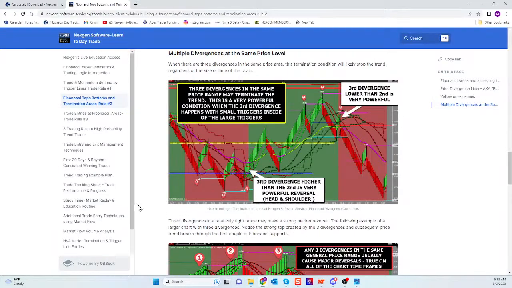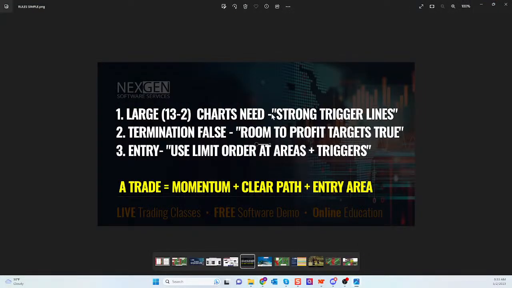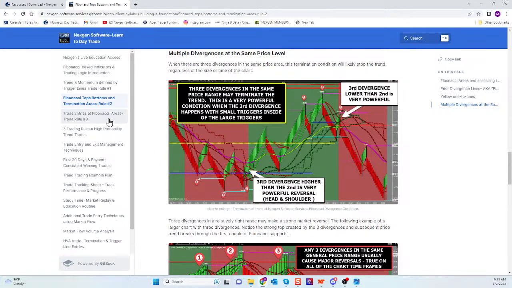So I'm going to ask one more time. How are we so far, guys? Large chart, strong trigger lines, the advantage of momentum. Large chart, no termination conditions, the advantage of a clear path. When these two come together, we're going to go to that smaller, faster chart. You guys are going to be able to pinpoint where the market is likely to continue.